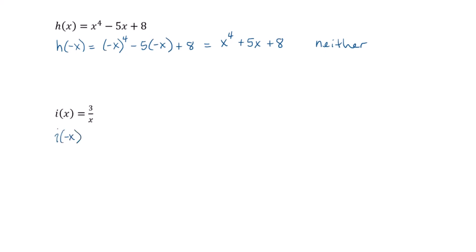Let's try with i of x here. I of negative x would be 3 over negative x, and another way to simplify that would be pull that negative 1 out front. So this is negative 3 over x, which is the opposite of i of x. So according to our definition, i of negative x is equal to negative i of x. We've shown that this function is odd.